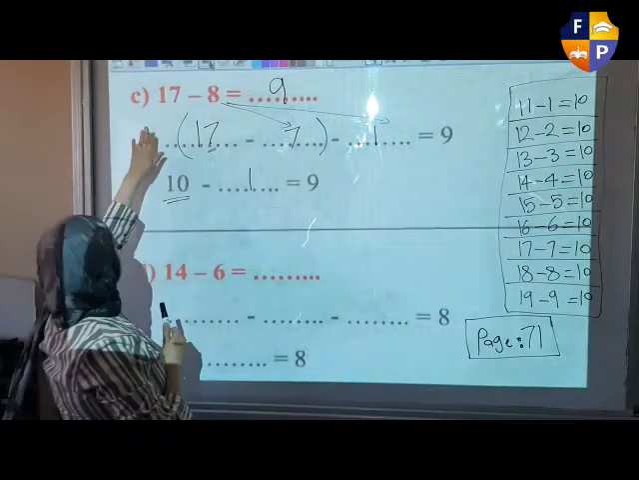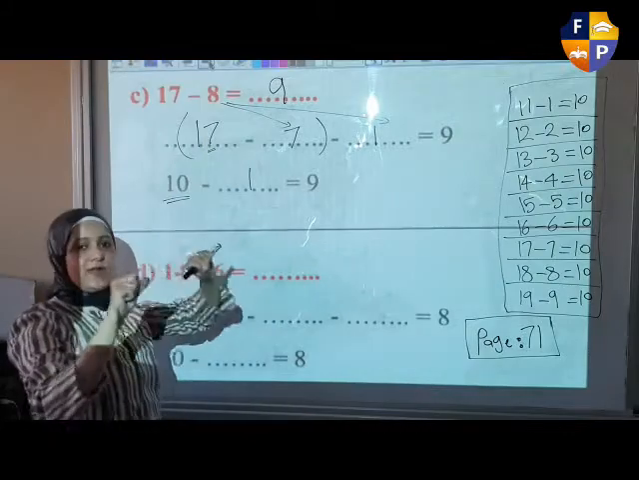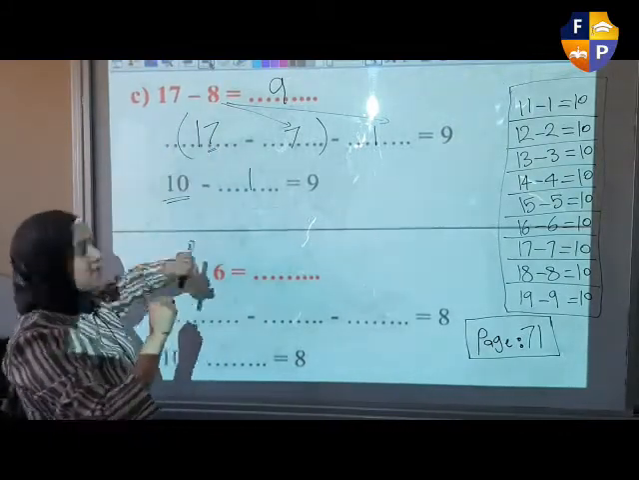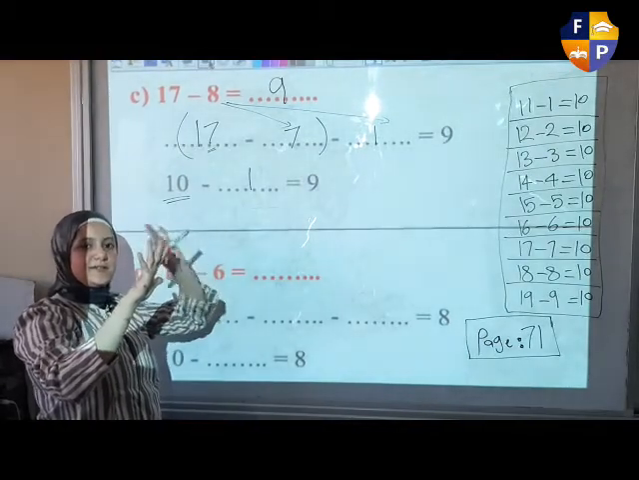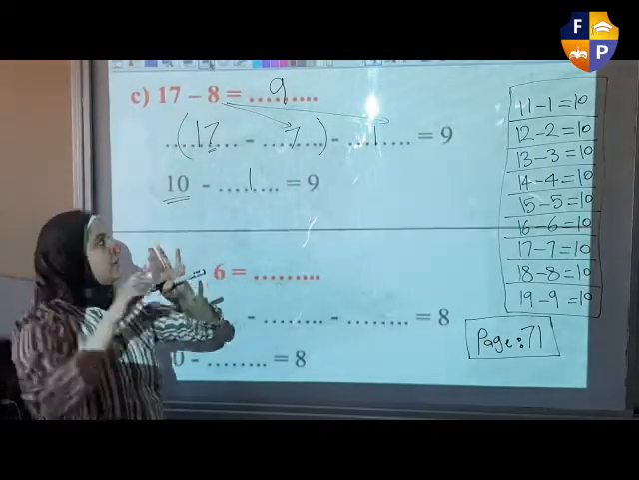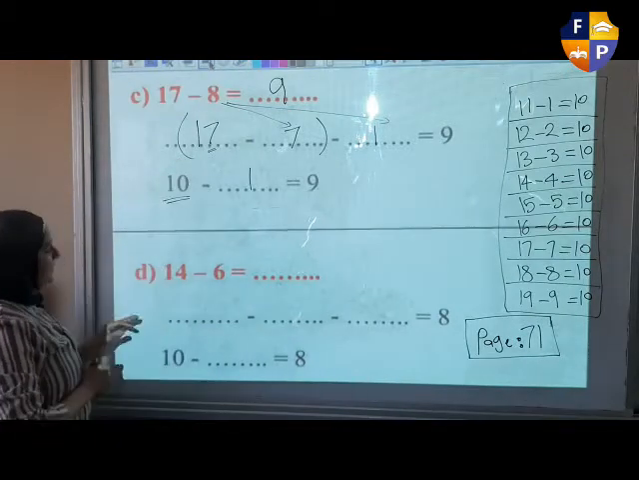Let's make sure now. 17 minus 8, close your hand and count after 8 to reach 17. After 8, 9, 10, 11, 12, 13, 14, 15, 16, 17. So the answer is 9, right? It's right. Let's see the last one.